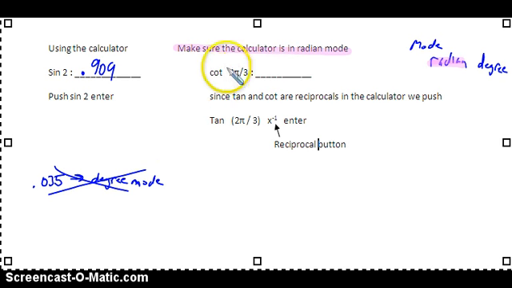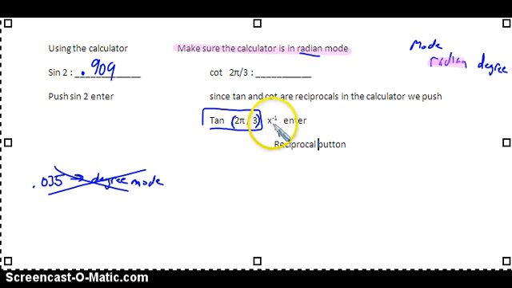I had mentioned before that cotangent is not on my calculator. And the way that I will work with this is, number one, since this is radians, I make sure my calculator is in radian mode. Then, to get the answer for the cotangent, I actually type in the tangent of 2 pi over 3. So make sure you insert parentheses around 2 pi over 3.